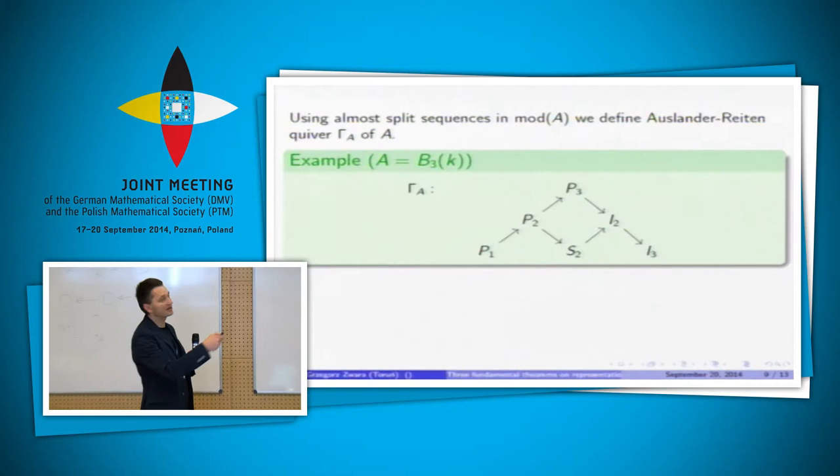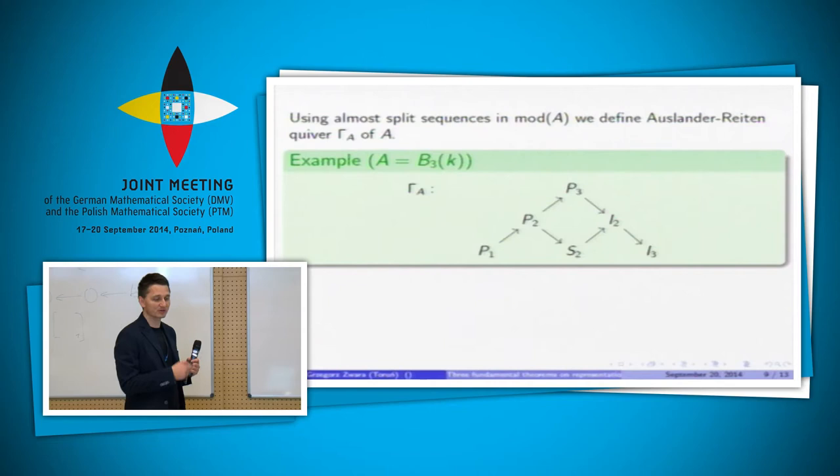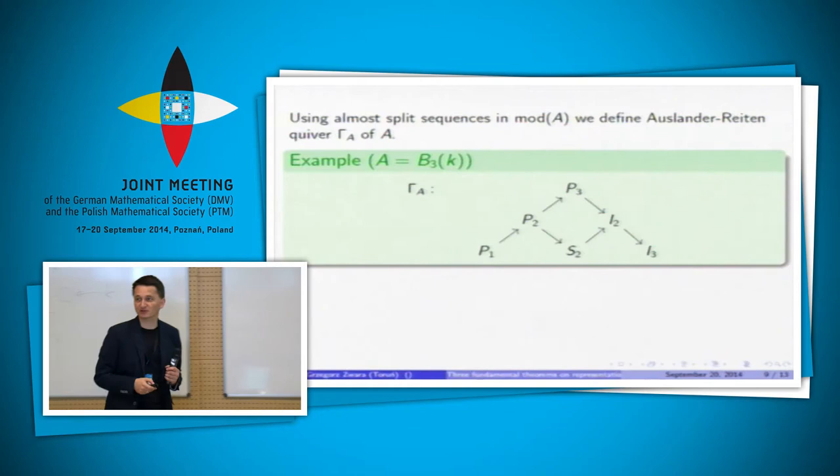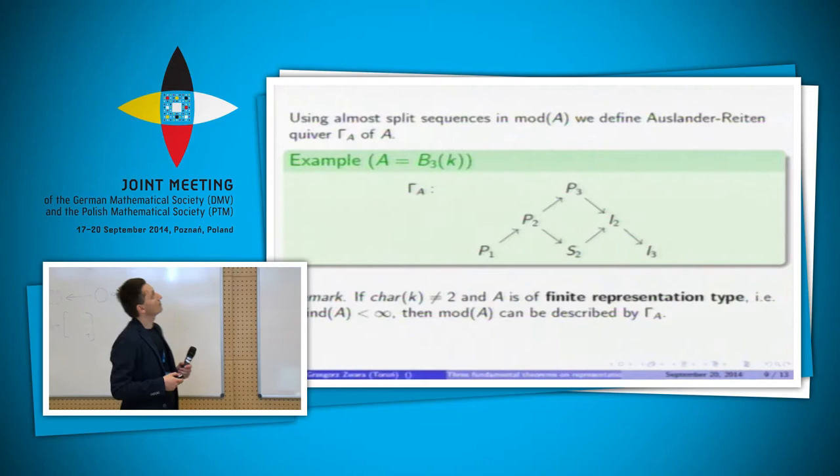So here we have a situation where each indecomposable module is projective or injective or simple, or maybe even this one. So this module here, which is three-dimensional, is at the same time projective and injective. And well, the knowledge of the Auslander-Reiten quiver helps a lot.